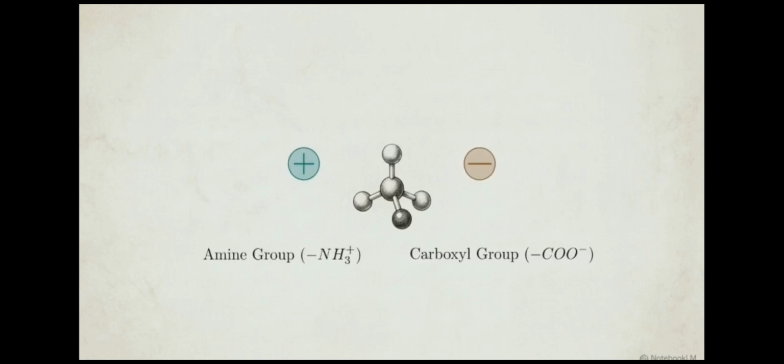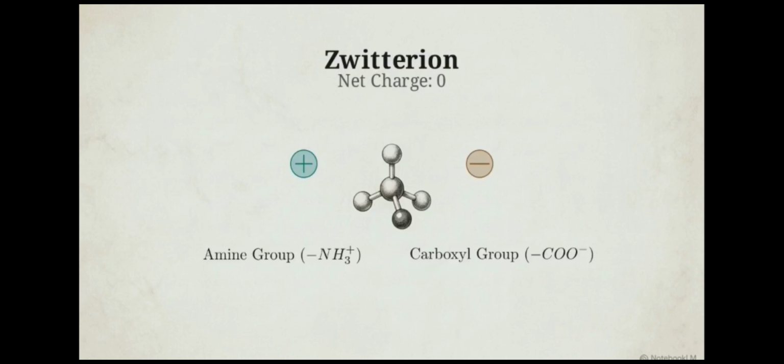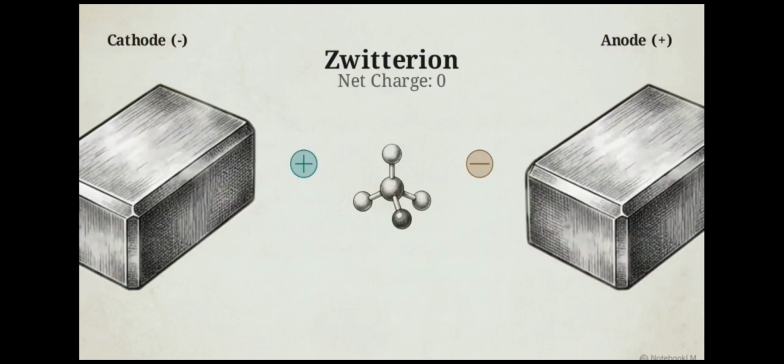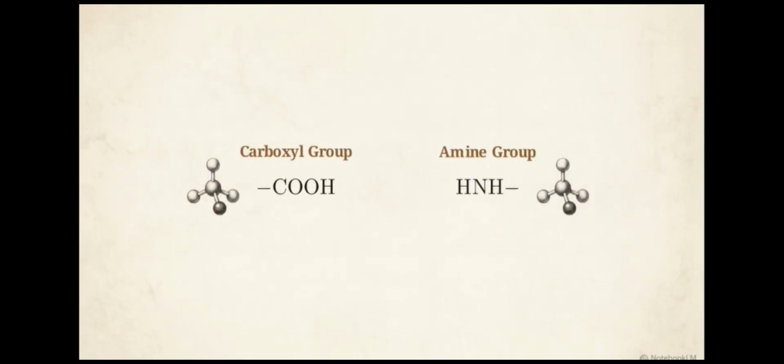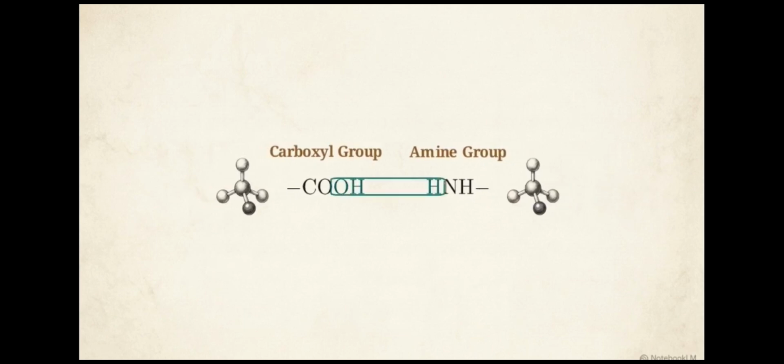In a neutral solution, the acidic carboxyl group donates its proton to the basic amine group. The molecule now carries both a negative and a positive charge, becoming an internal salt known as a zwitterion. Every amino acid has an isoelectric point, the specific pH where the zwitterion carries no net electrical charge. Placed in an electric field at this pH, the molecule remains completely stationary, migrating toward neither the cathode nor the anode.